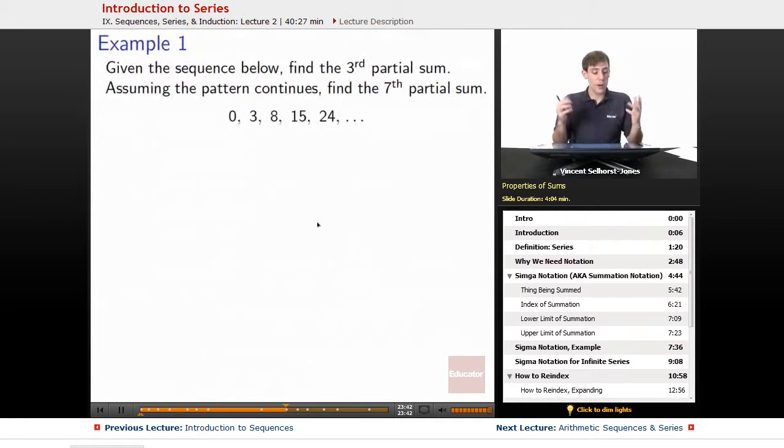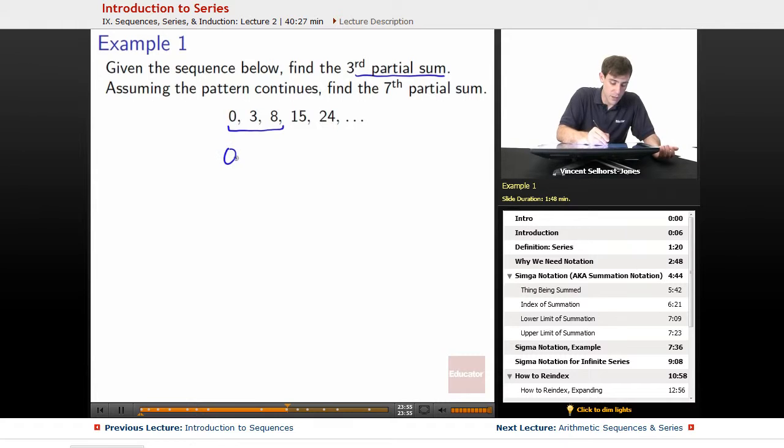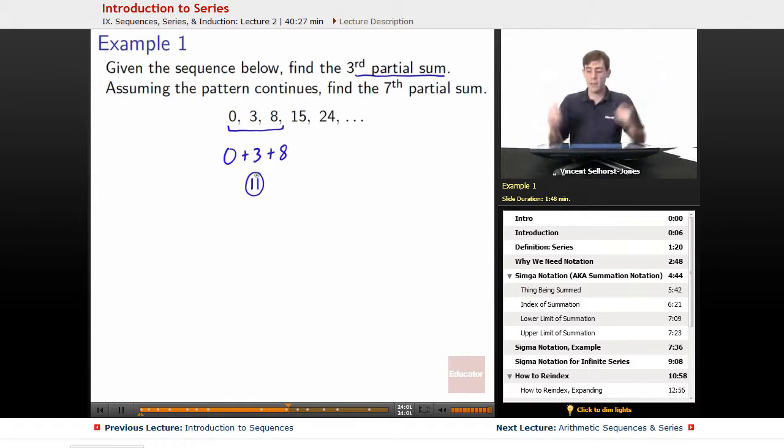All right, we're ready for some examples. First example here, given the sequence below, find the third partial sum. If we're going to find the third partial sum, that's as easy as just adding up the first three terms. So that's 0, 3, and 8. 0 plus 3 plus 8, we get 11. Done. Easy peasy.